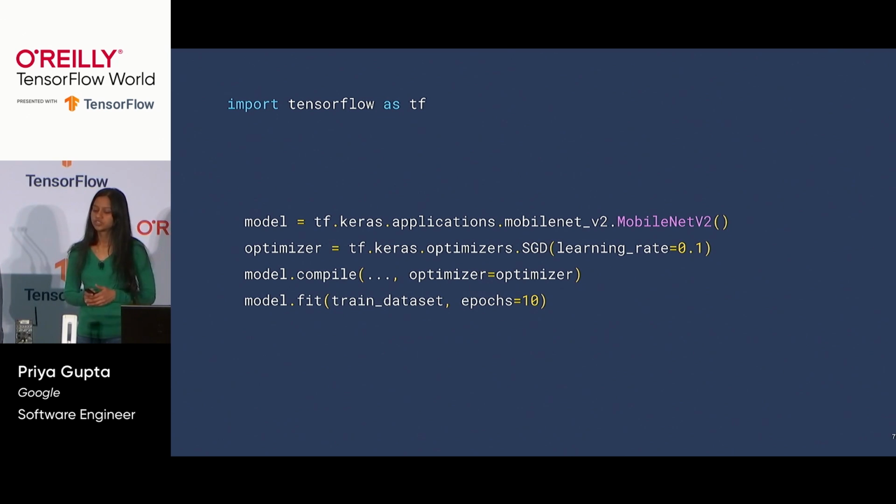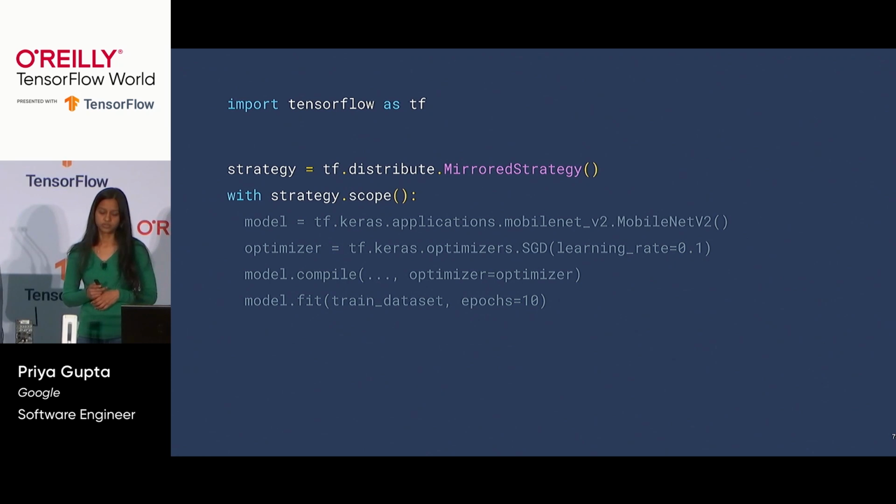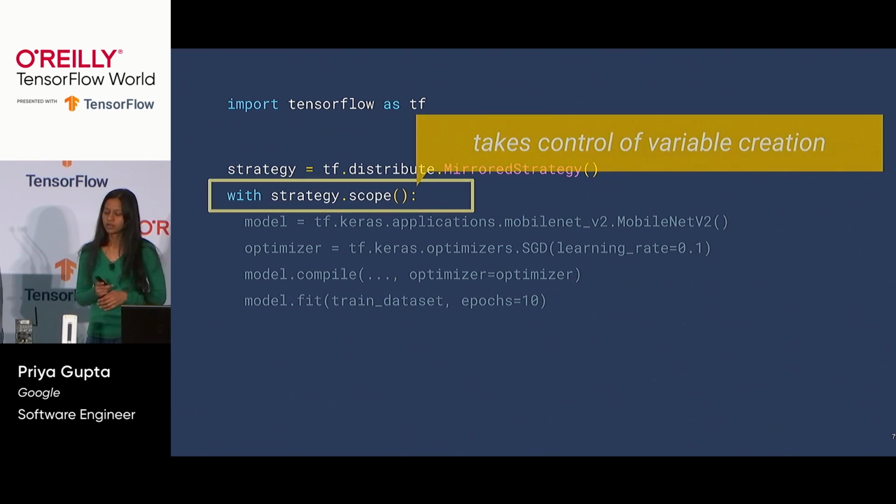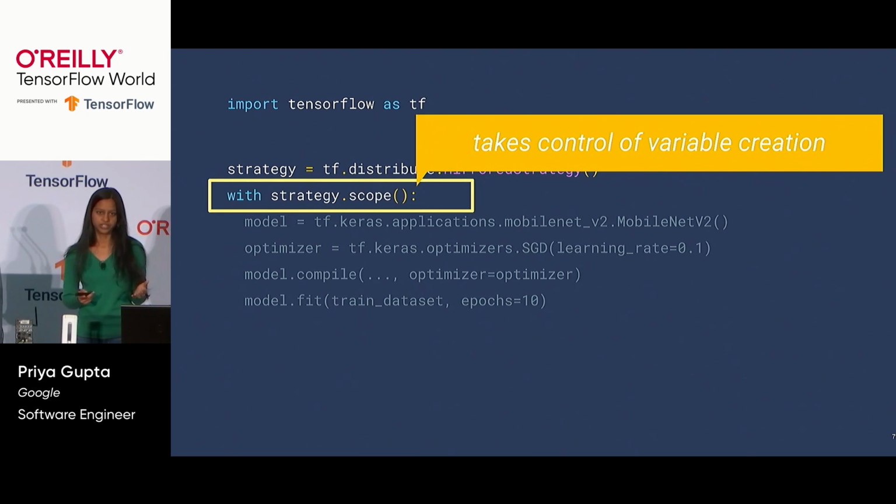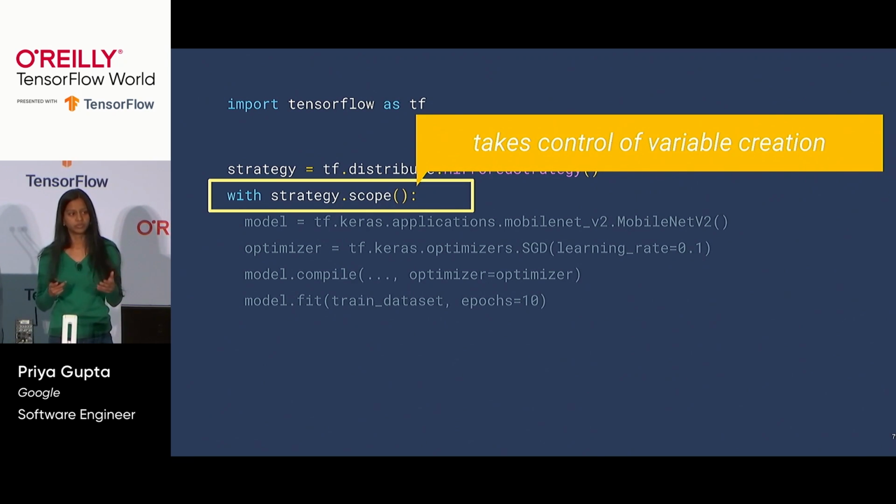In order to change this code to use mirror strategy, all you need to do is add these two lines of code. The first thing you do is create a mirror strategy object, and the second thing is you move the rest of your training code inside the scope of this strategy. Putting things inside the scope lets it take control of things like variable creation. So any variables that you create under the scope of the strategy will now be mirrored variables.